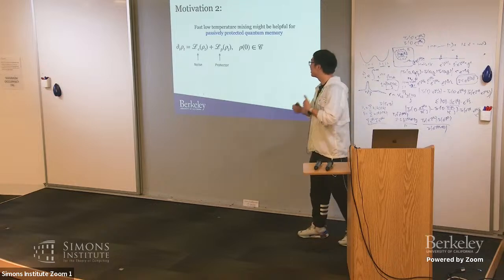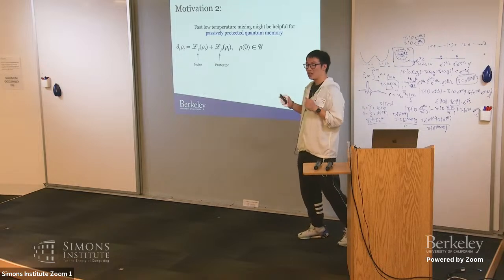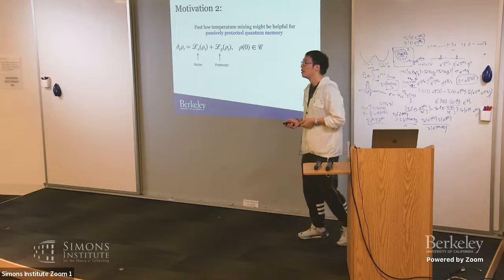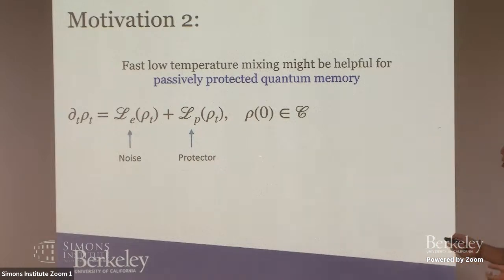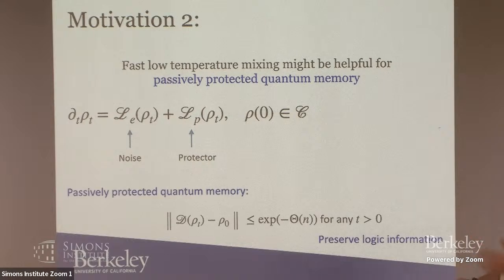Now, to make the quantum memory more general, we define a new concept called passively protected quantum memory. The idea is that in my Lindbladian dynamics, we add a protection operator. I call it a protector. Then in this new system, we say the quantum memory can be passively protected if along the whole dynamics, the logical information can be almost preserved. Basically, the change of the logical information is exponentially small along the whole dynamics. And this is what we call passively protected quantum memory. We essentially use a protector to protect our quantum memory.